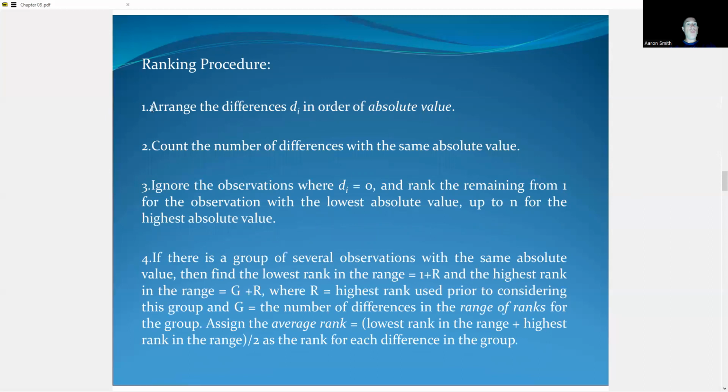So I'm going to arrange the differences. This is for a paired test. I'm going to arrange the differences in order of absolute value, and count the number of differences with the same absolute value. I'm going to ignore the observations where the difference is equal to 0 and rank the remaining from 1 for the observation with the lowest absolute value up to n for the highest absolute value. If there is a group of several observations with the same absolute value, then the lowest rank in the range is equal to 1 plus r, the highest rank in the group.